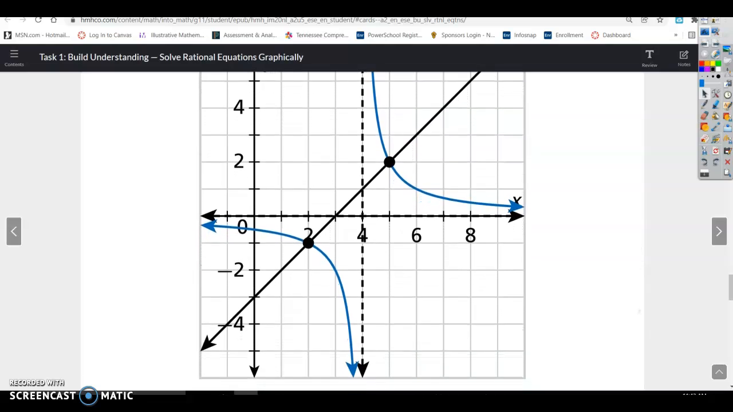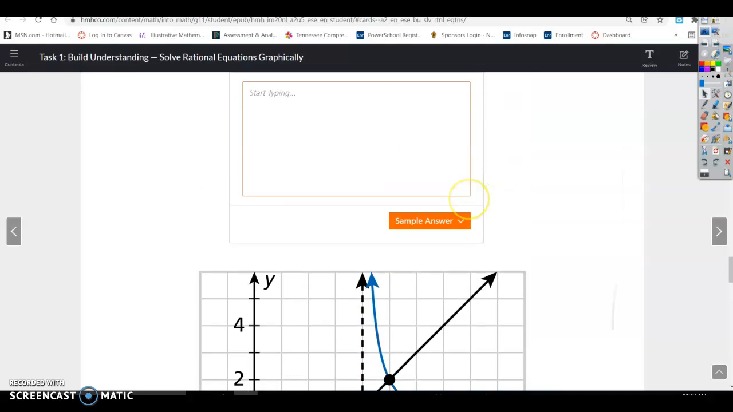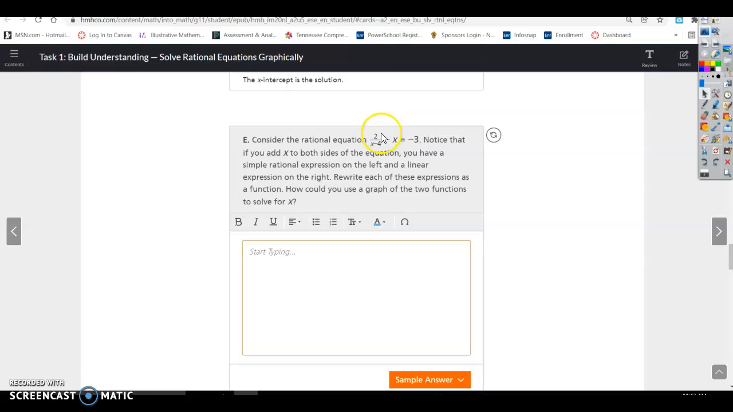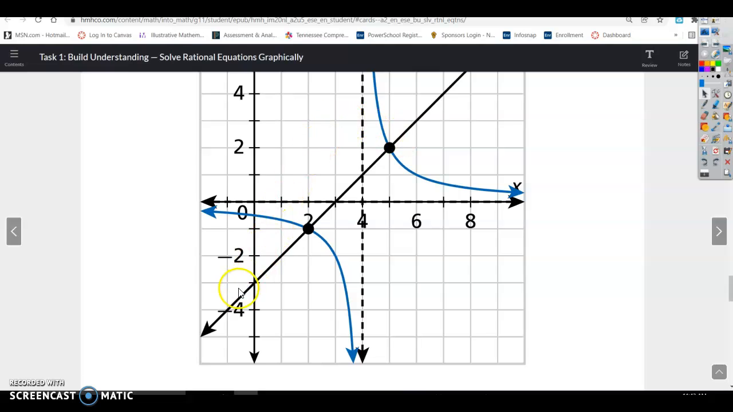All right, so it looks like they've graphed these two lines for us. So the rational part would be the two curved lines. That would be your 2 over x minus 4. And then they also graphed x minus 3. So here's the equation x minus 3. You can see the y-intercept and the slopes.